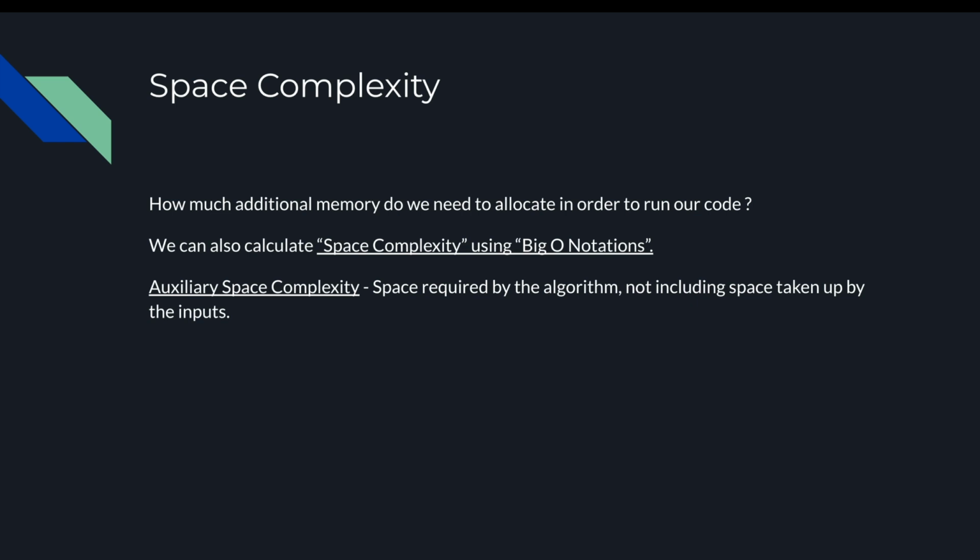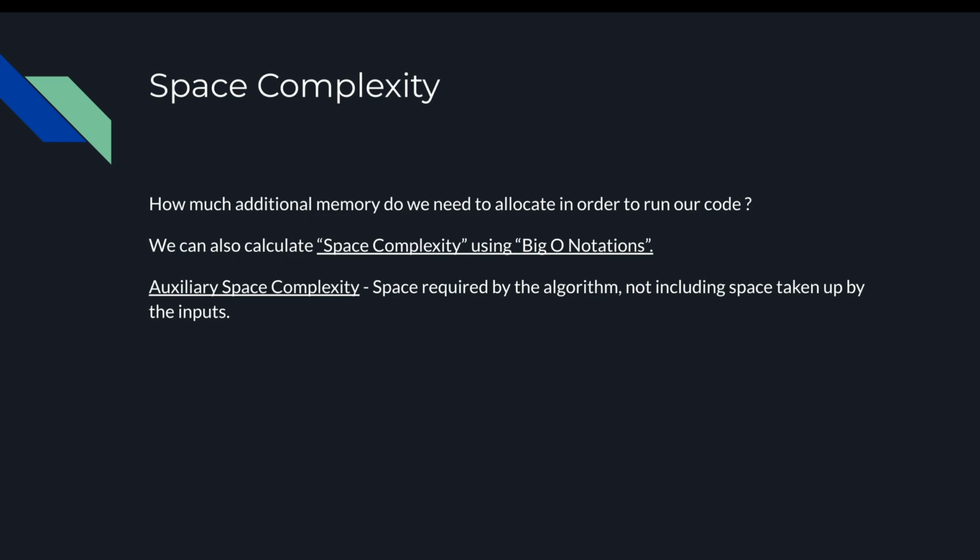And before moving on to the section where we will see how to calculate the space complexity, I would like to mention auxiliary space complexity. Auxiliary space complexity is the space required by the algorithm, not including space taken by the input. By this, I mean, for example, let's say we are having an input data as array. That array will require some space in the memory, right? But we are not going to talk about that input size. We are going to talk about the algorithm only.